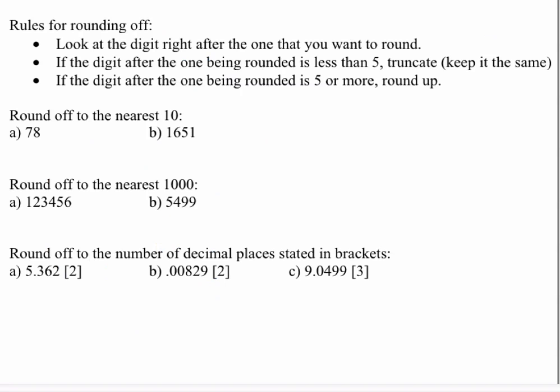Okay, next we're going to be rounding some numbers. So we look at the digit after the one you want to round. If the digit after is less than 5, keep it the same. If it's 5 or more, round up. So we round to the nearest 10 here, so the 10's value is 7 here, and we have to look at the number after, which is 8. 8 is above 5, so we round up to 80. Here the 10's value is 5. We have to look at the 1. The 1 is less than 5, so we keep it the same.